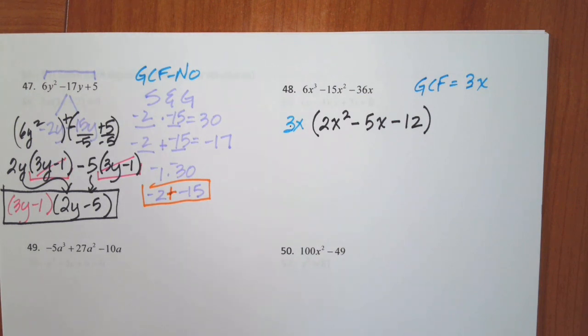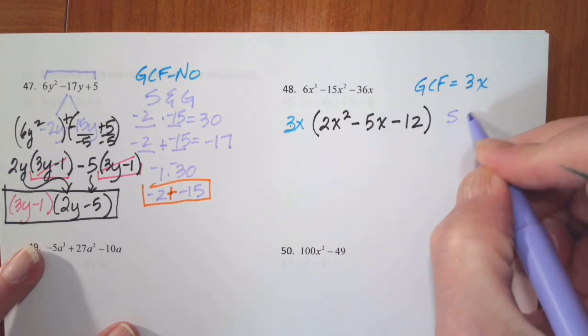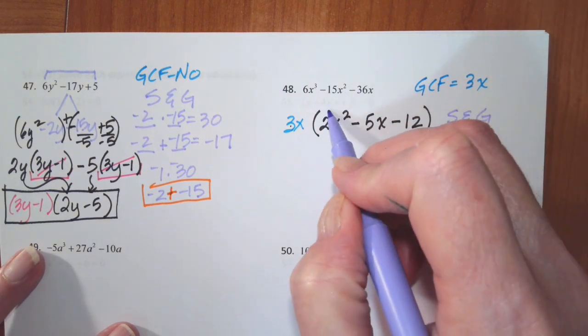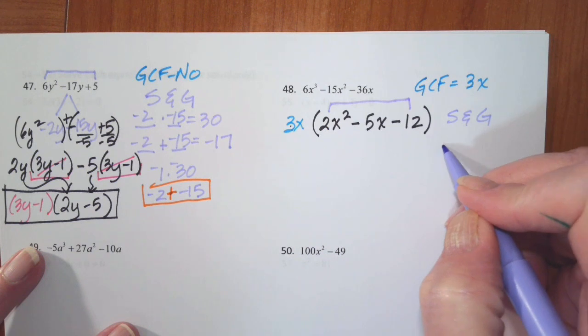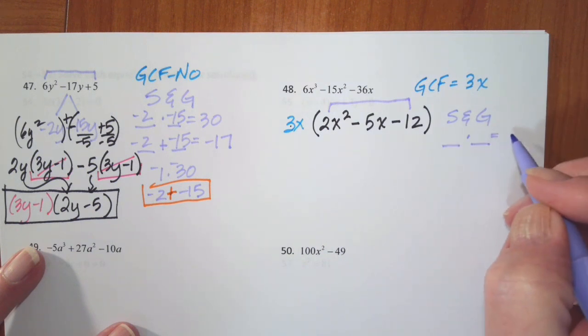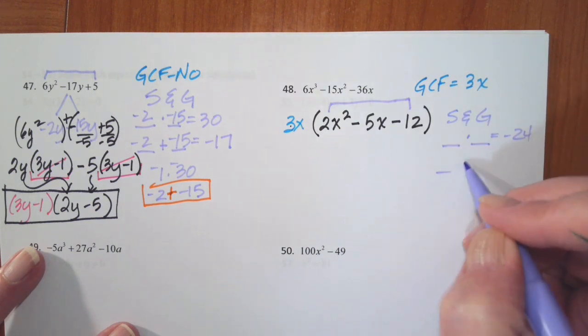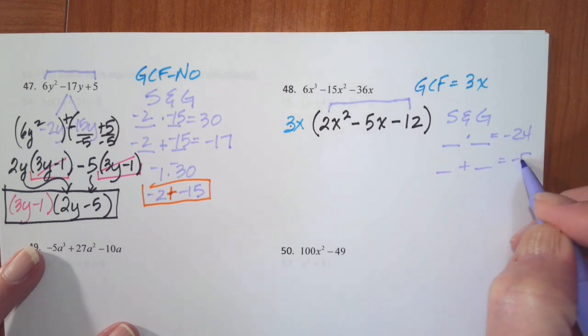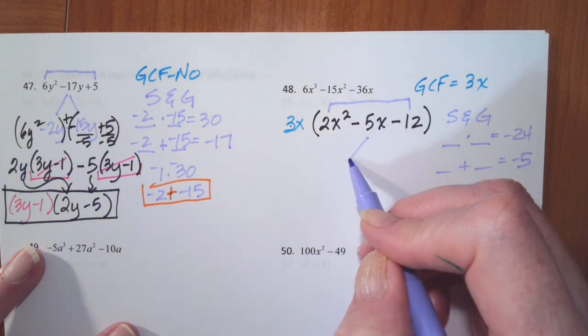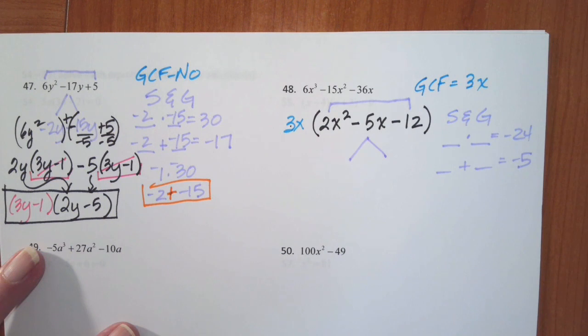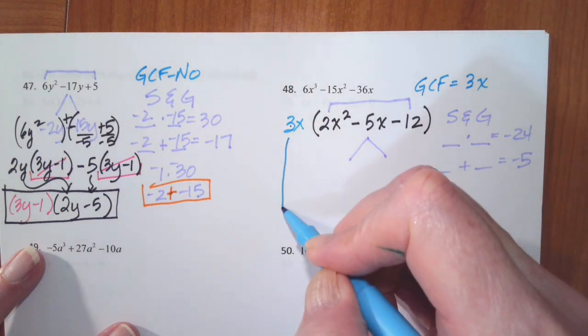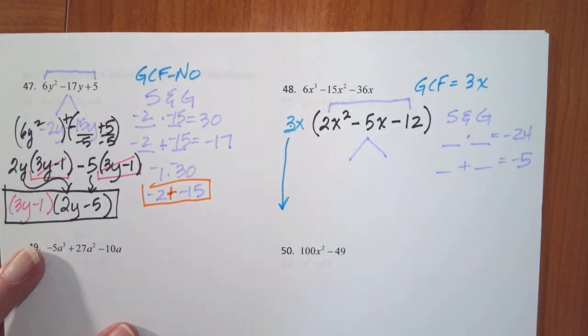Okay, so let's see what's going on here. Now I've still got to do my split and group. So I'm looking for 2 numbers whose product is negative 24 and whose sum is negative 5, with the intention of using them to split up this term. I'm going to remember that this is part of my answer, but I don't have to do anything else with it.